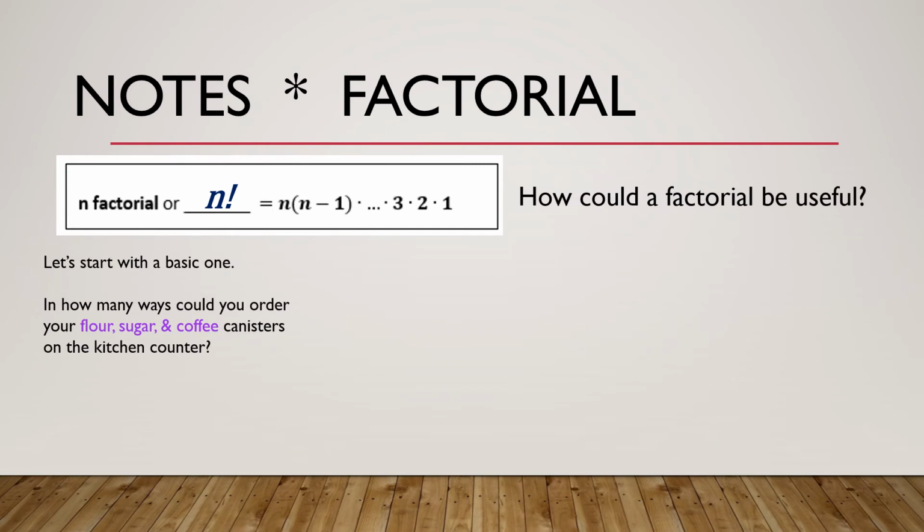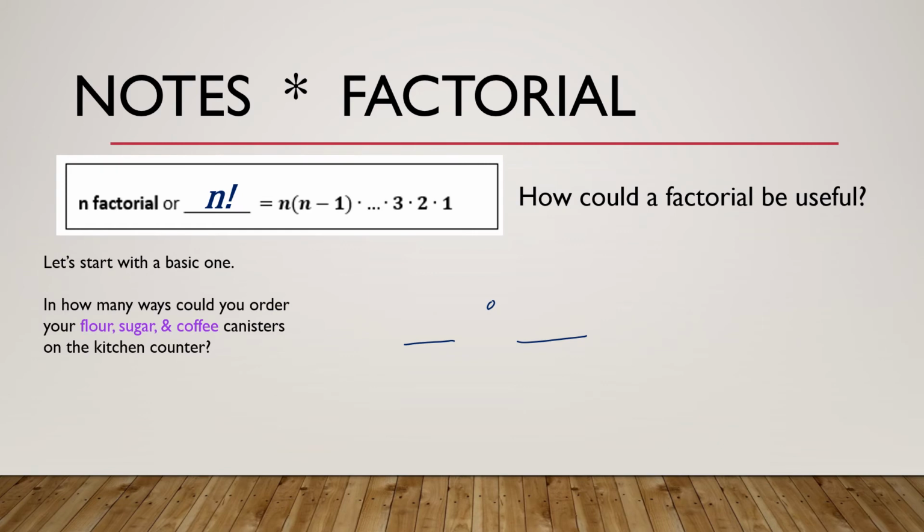Okay, so how could a factorial be useful? Let's start with the basic one. In how many ways could you order your flour, sugar, and coffee canisters on the kitchen counter? So basically, you have 3 options to put in the first spot. Obviously, you have your 3 slots here.